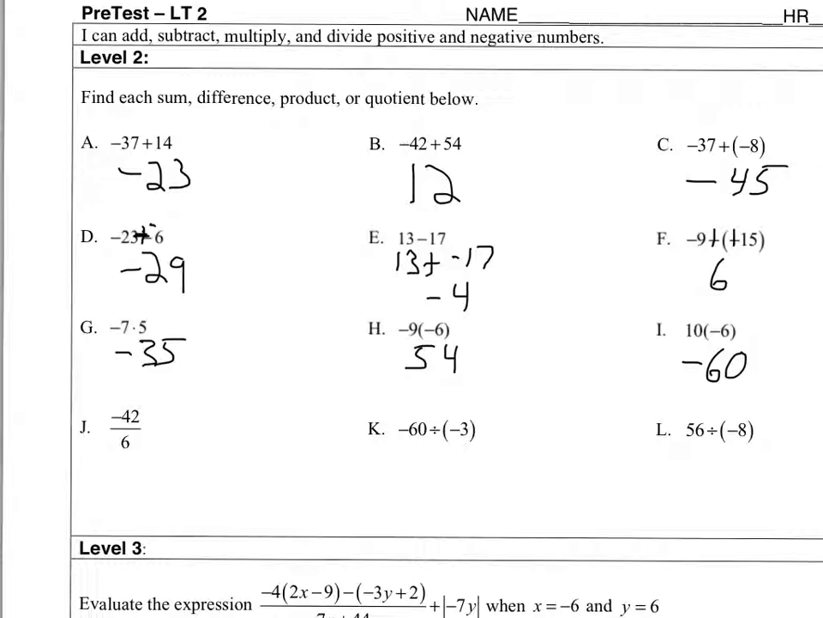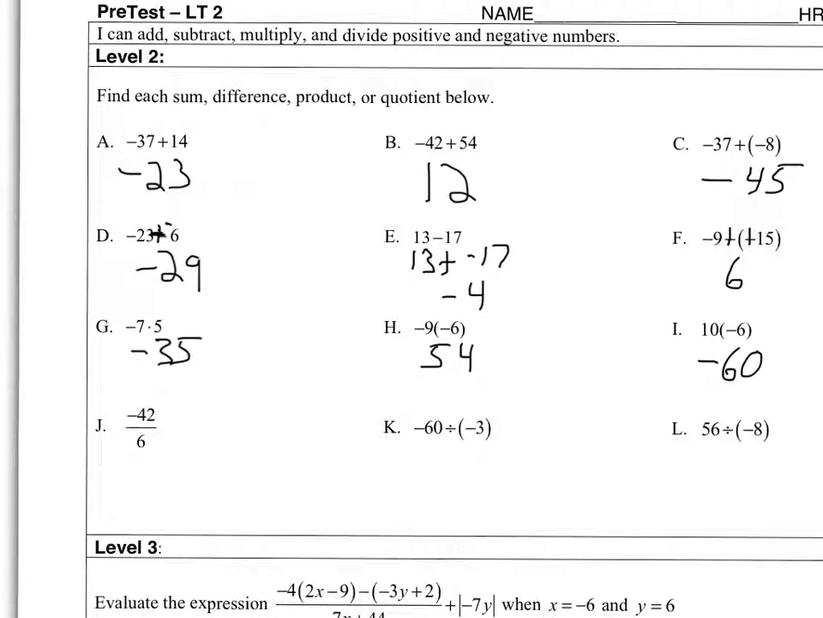Negative 42 divided by 6, a negative divided by a positive is negative, so this is going to give me negative 7. In Part K, we have a negative divided by a negative, which is positive. 60 divided by 3 is 20. And positive divided by negative is negative, and 56 divided by 8 is 7. And that completes the Level 2 style question.